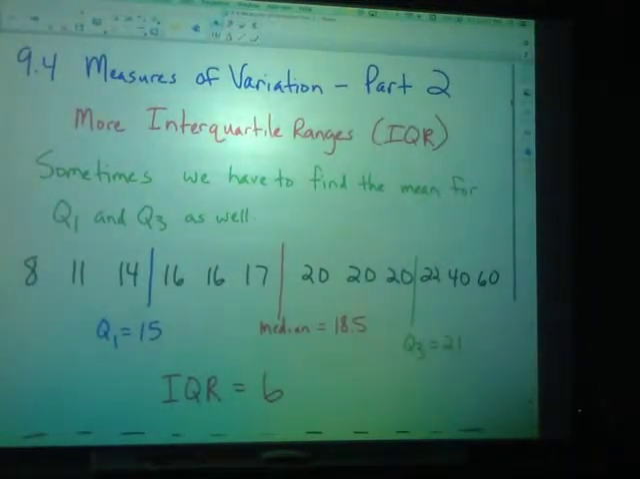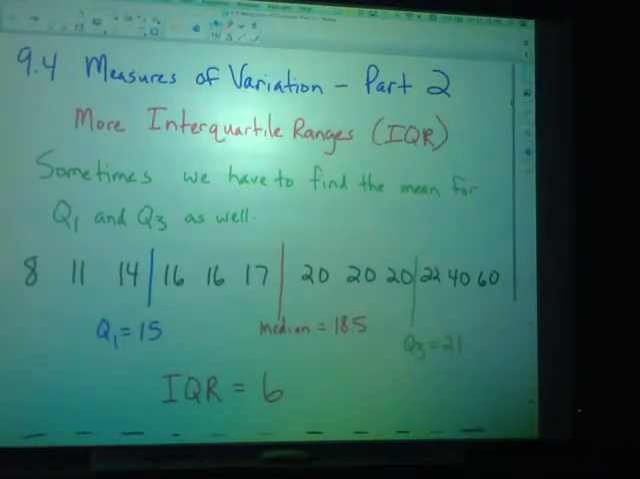9.4, Measures of Variations, Part 2. Part 2 is more about interquartile ranges, the IQR. Sometimes you're going to have to find the mean for the Q1 and the Q3 as well. Yesterday I showed you an example of a set of 10 data. To get the median of that data yesterday, I had to look between 28 and 30 to get a median of 29. Today I'm going to expand that up to 12 pieces of data.